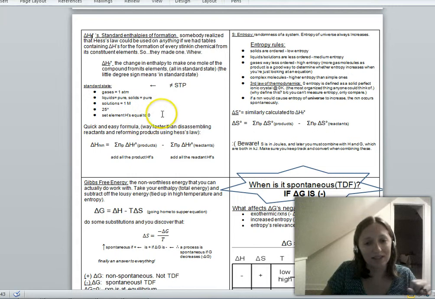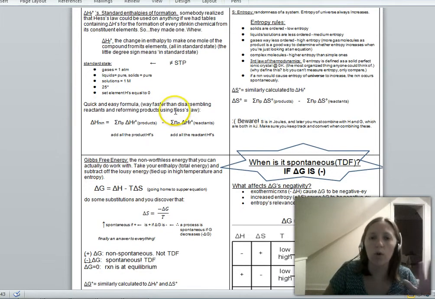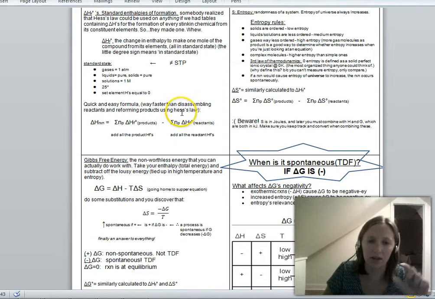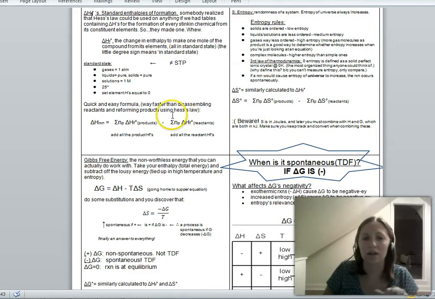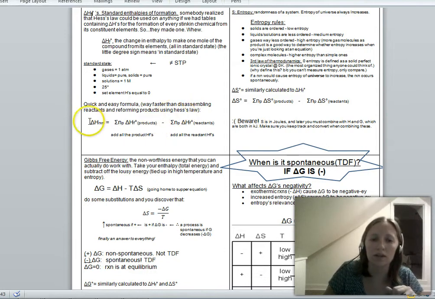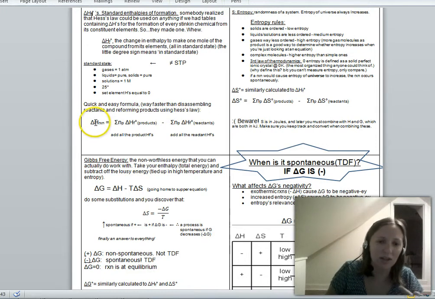And what's nice is that instead of making you do a whole bunch of Hess's law flipping and adding and stuff, this formula is a faster formula, which is basically exactly the same thing as Hess's law. And I'll prove that to you in class. We'll do an example the Hess's law way, and then do one that's using this summation formula here.